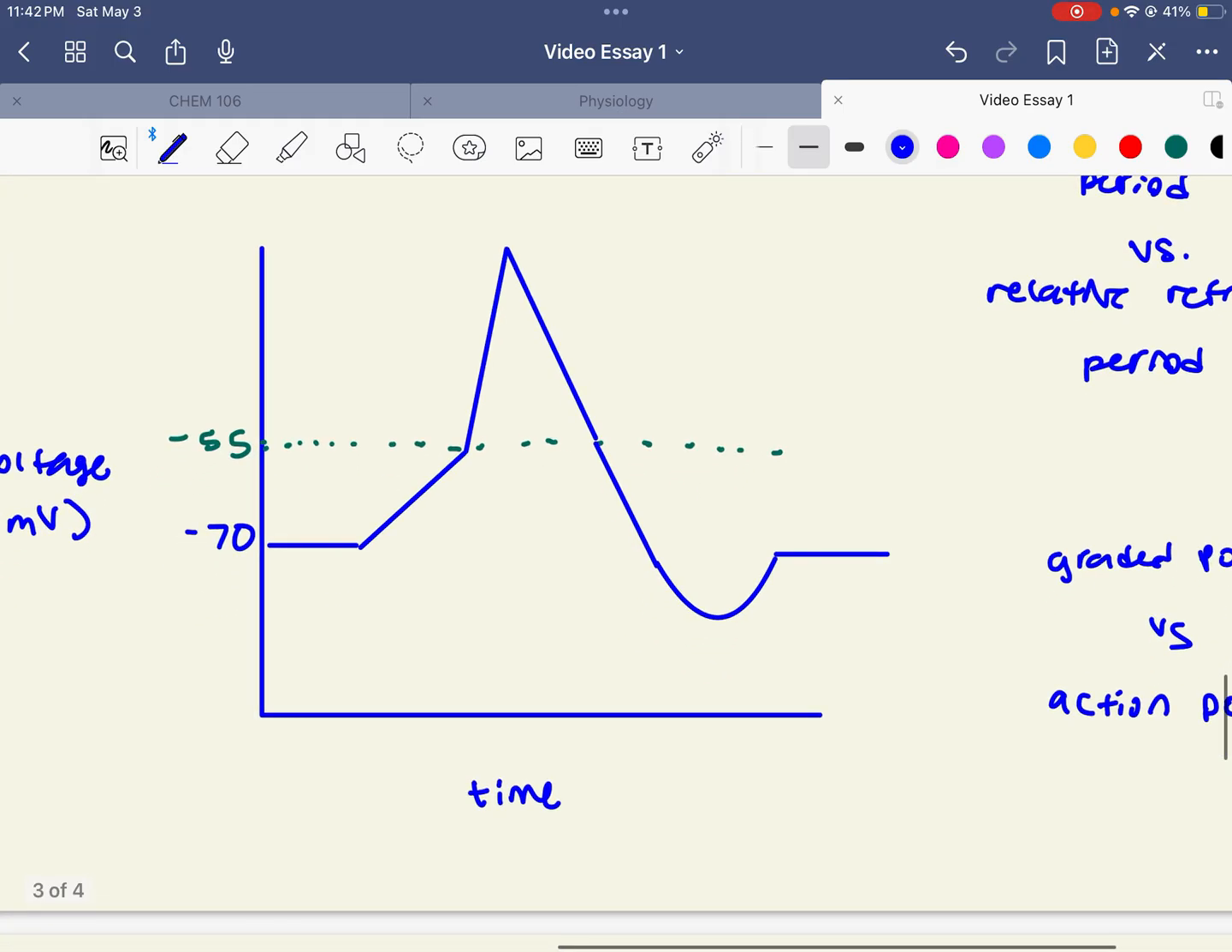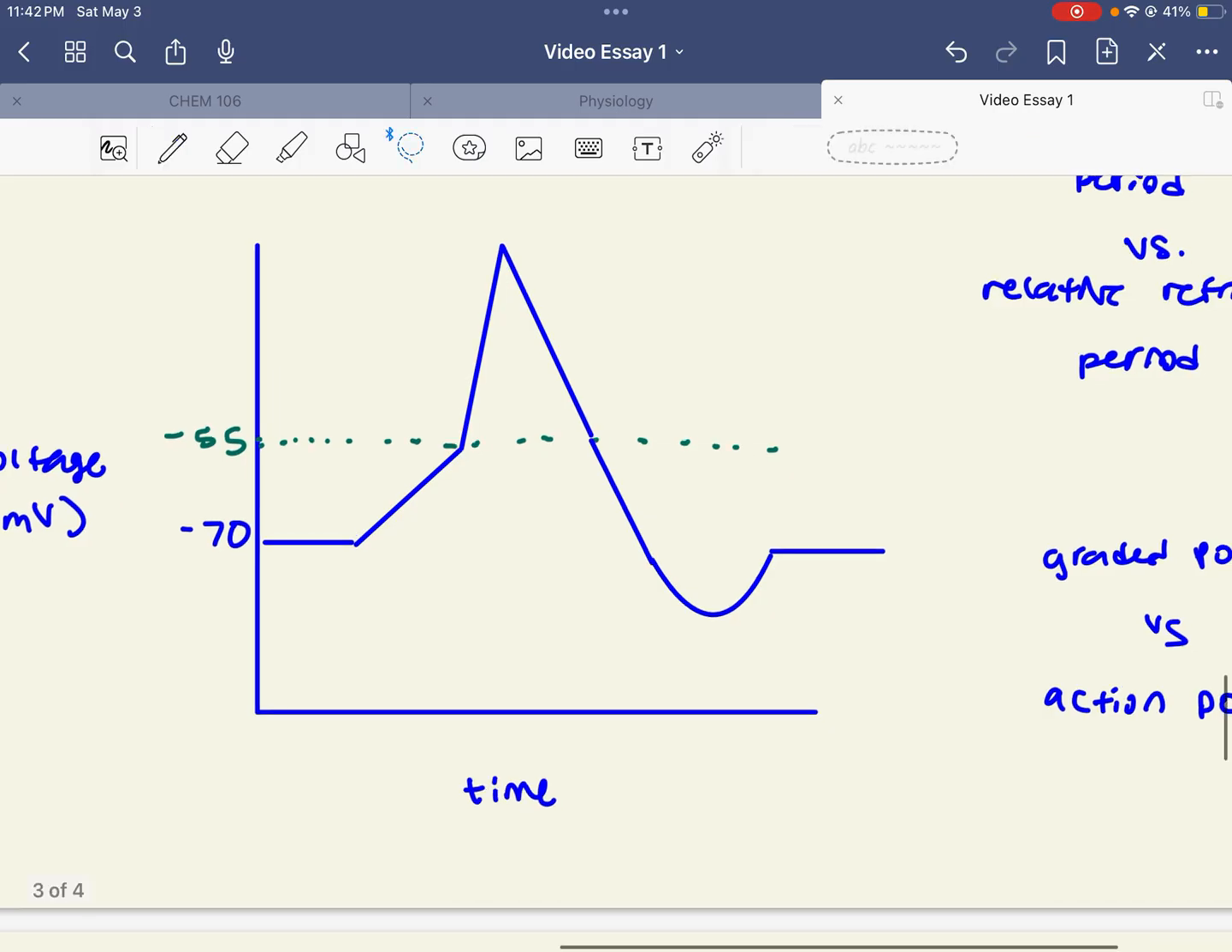So here we see my little graph. Here at negative 70, we're resting. This is resting membrane potential. Once we have a stimulus here, it starts to shoot up. What happens is you have a stimulus and it causes depolarization, and voltage-gated sodium channels open.